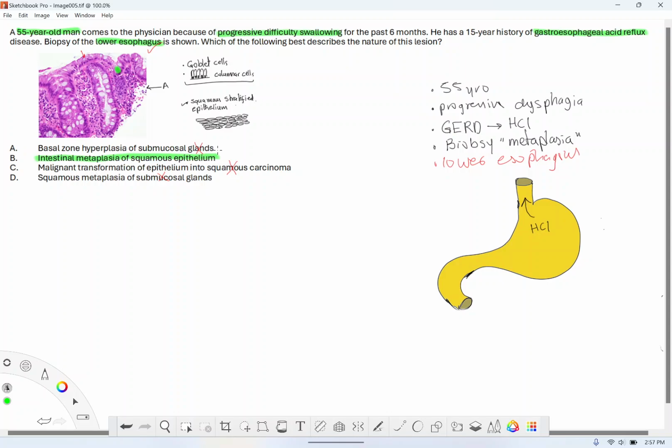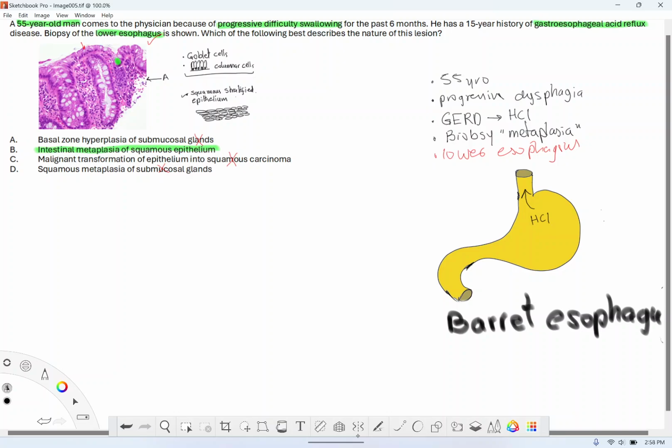Intestinal epithelium is made of columnar cells with goblet cells. Okay, so our answer choice should be B, which makes the most sense. But again, the whole purpose of this question was for you to understand what Barrett's esophagus is, and that's our diagnosis, right? Our diagnosis is Barrett esophagus. Okay, and that should be good enough. Once we can diagnose Barrett esophagus, it has a specific meaning. All right, let's go to the next question.